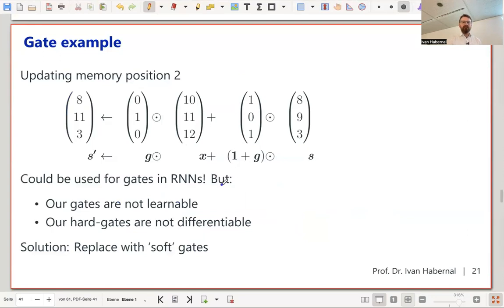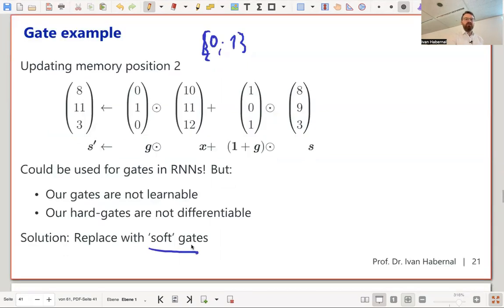So this gate is binary. It's hard, like 0, 1. We just define them, so they're not learnable. These gates are not differentiable, like the hard gate, basically. It's not a differentiable function. It's just a hard step function. So we want to replace these gates, 0, 1, with soft gates.